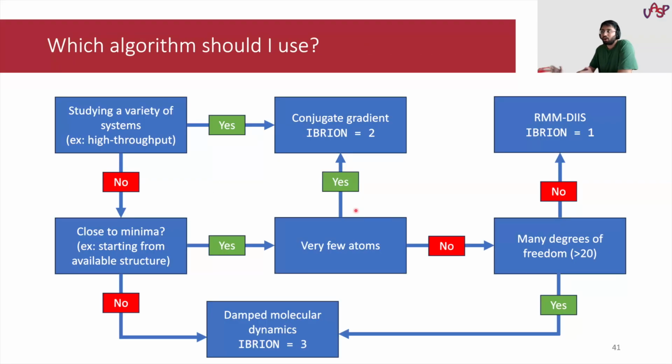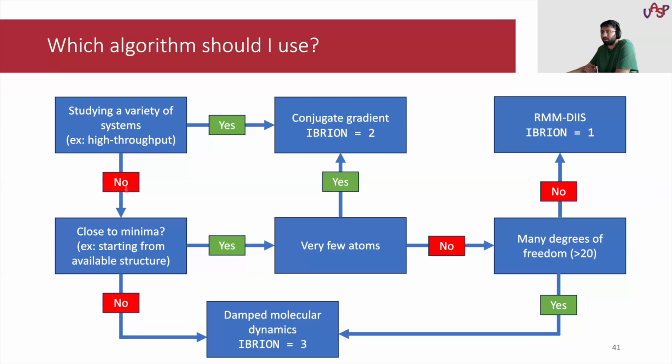I think a common question that we've all asked ourselves or heard from others is basically, what algorithm should I use? So which one should I pick? There have been several bar charts of these floating around in different eras. I try to contextualize it for our era. If you're studying a variety of systems, if you're doing high throughput calculations, I would stick to conjugate gradient as a first step, maybe not do a whole lot.